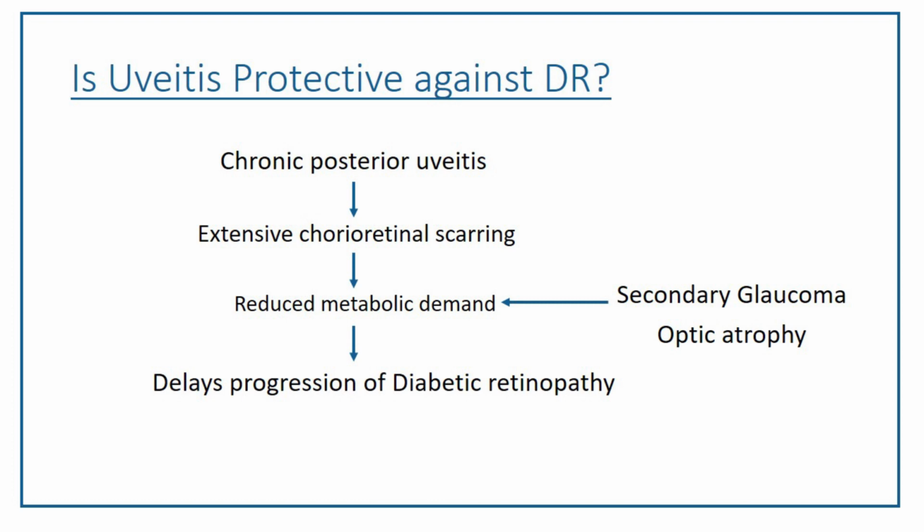Next, we thought about the concept of uveitis first. Will uveitis affect the progression of diabetic retinopathy itself? First, let us think about whether uveitis is protective against diabetic retinopathy. Chronic progressive uveitis would lead to extensive chorioretinal scarring, which leads to a reduced metabolic demand and hence delays progression of diabetic retinopathy. Secondary glaucoma and optic atrophy, which are complications of the uveitis itself, will again lead to a reduced metabolic demand of the retinal tissue and delay progression of diabetic retinopathy.